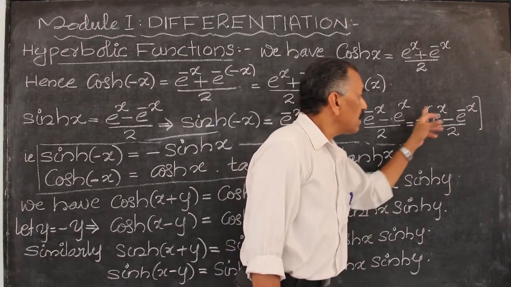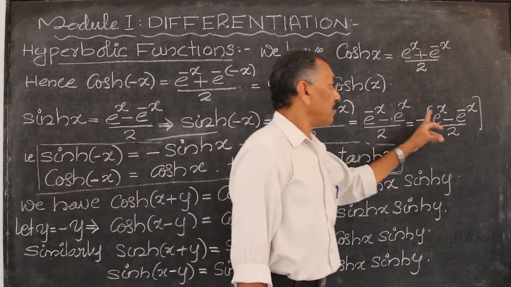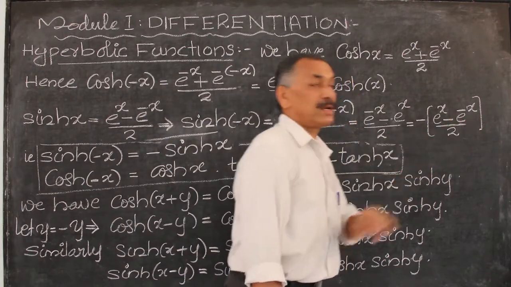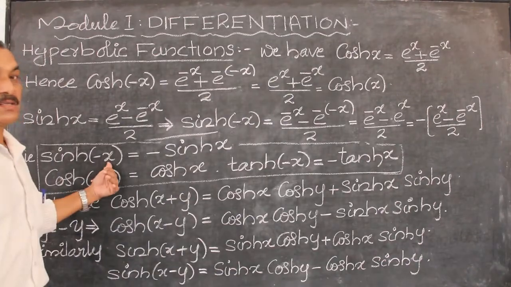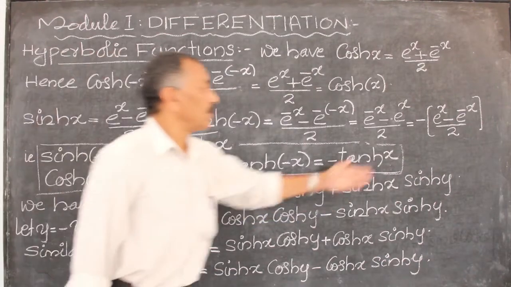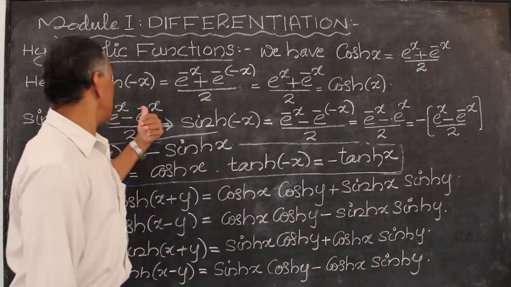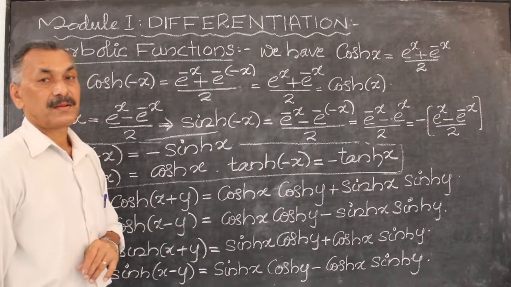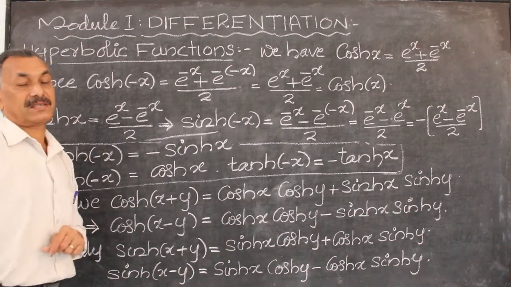Taking minus outside, that is minus of (e raised to x minus e raised to minus x) by 2. That is, sinh(-x) is equal to minus of (e raised to x minus e raised to minus x) by 2, and that is sinh x. So sinh(-x) is equal to minus sinh x.